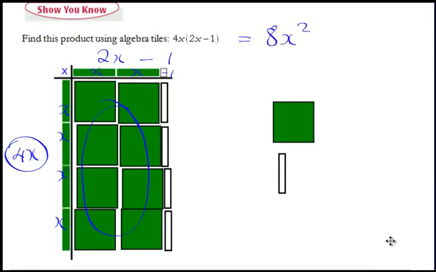So 8x squared, and then the minus x tiles, we got a total of 4 of them, so we can write that as minus 4x. Now, once again, can we think about this another way? 4 times 2 is the 8, and then x times x is 8x squared. And then the last one we've got is 4x times minus 1. 4 times minus 1 gives us a minus 4x. So that's another way to think about it.